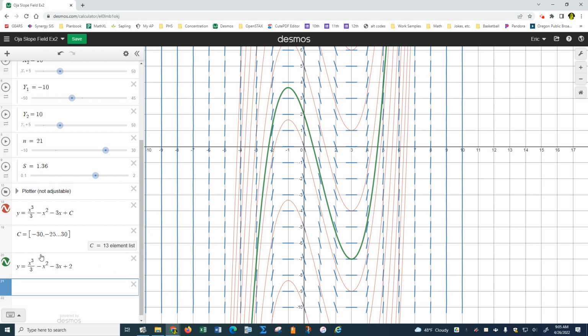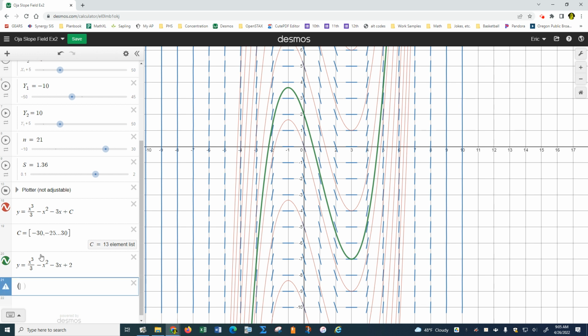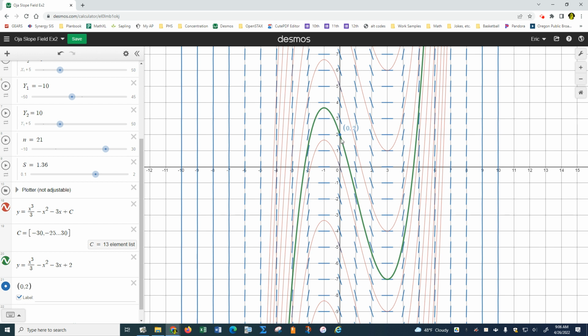Okay, there's the trajectory through the point 0, 2. Right? Everybody get that? I'm just tracing the one. I'm starting at 0, 2, and I can see what the slope fields look like, and then I'm just going to follow that around. It's going to round off, and then it's going to get steep over here. It's going to hit a 0 there, and then get steep again.